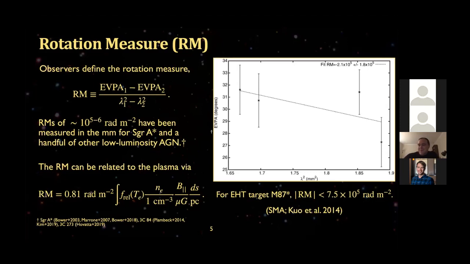The results that we have at this high resolution will be available through the EHT library. So this kind of analysis can be done on those simulations. Great. Yeah, I would love to do that.